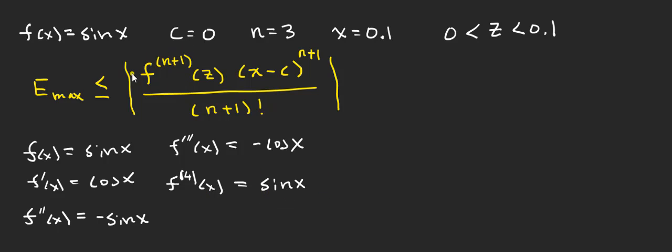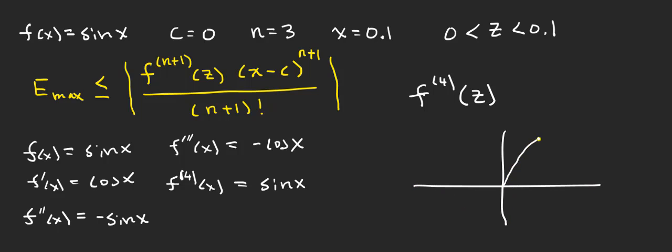Now recall that we said you want this value to be the maximum or largest possible in order for us to have a maximum error. So let's look at the interval. You want the value of z, which is between 0 and 0.1. You want the fourth derivative of f at z to be the maximum. So take a look at this. The fourth derivative is sine of x. And sine of x looks like this when you graph it, from 0 to pi over 2.